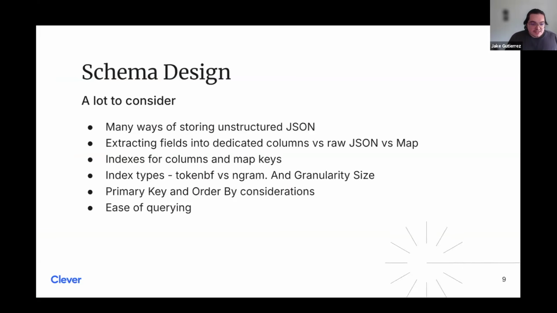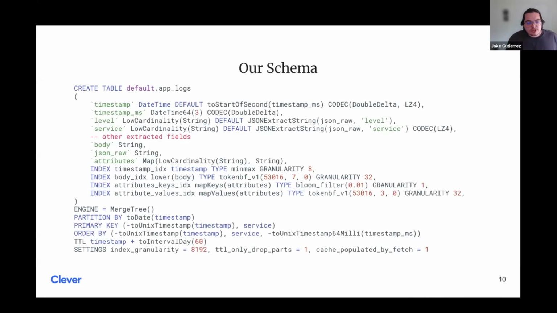And there's also indexes to consider, such as indexes on columns and map values and keys, the types of indexes and the size of them, and what's the most important thing, primary key and order by. This determines a lot about your performance, and wrapping that up into a very easy to use query experience. So just jumping right into our schema, I'm just going to go block by block.